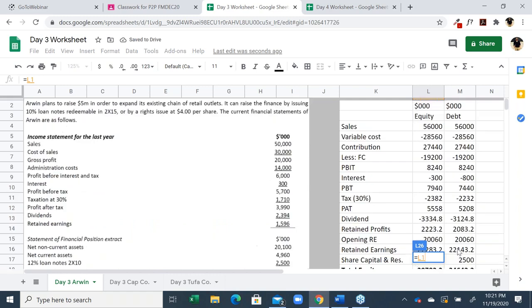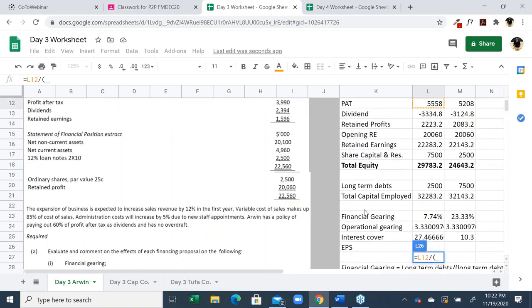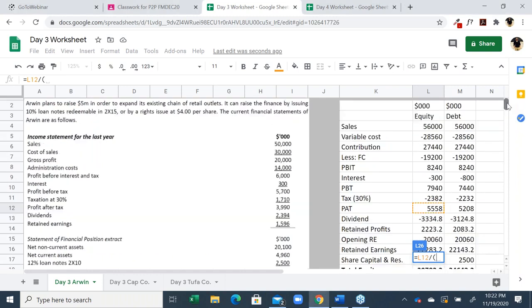profit after tax, which is 5,558, and the number of shares in case of equity finance will increase. How many shares will be in issue if we go through equity finance? What are the existing number of shares? What's the par value of the share?